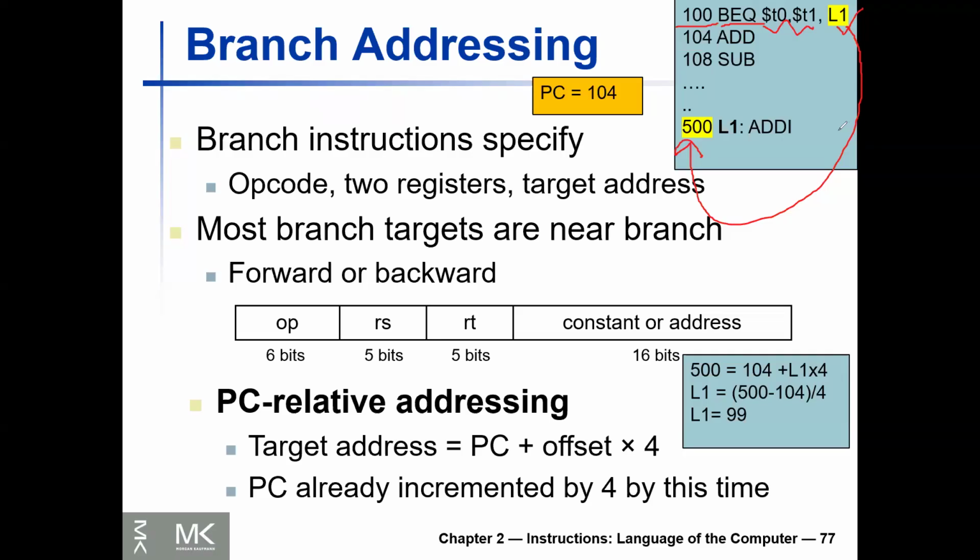Now we are going to calculate how the assembler will know the address of this L1, how it will do this calculation. This calculation is done based on PC relative addressing. This is the formula which you should know. The formula is: target address equals PC, meaning program counter, plus offset times 4.